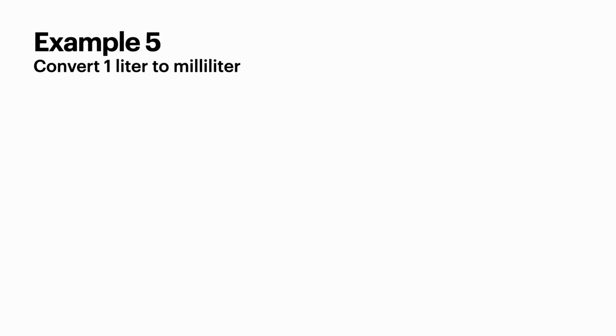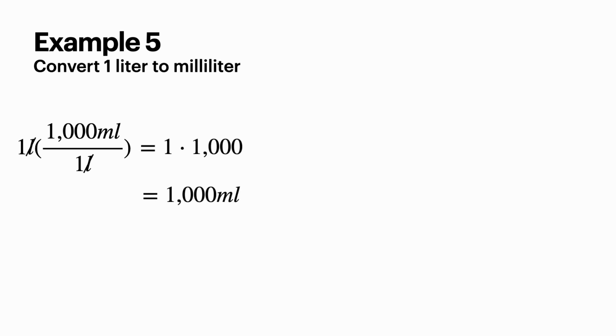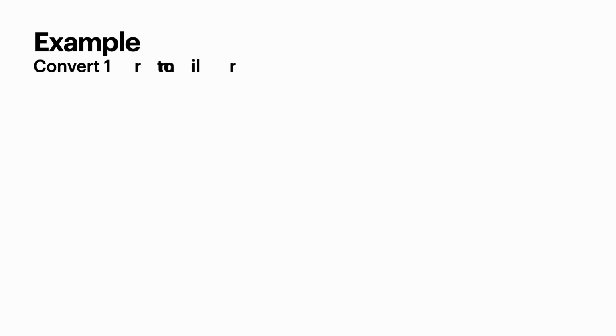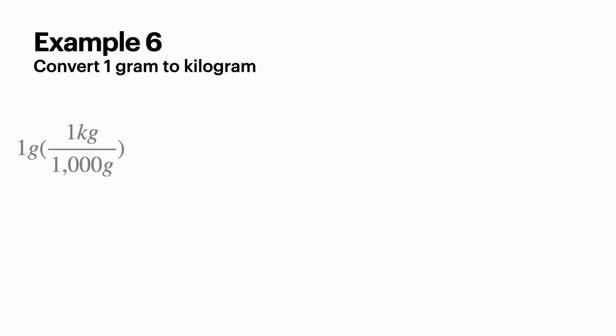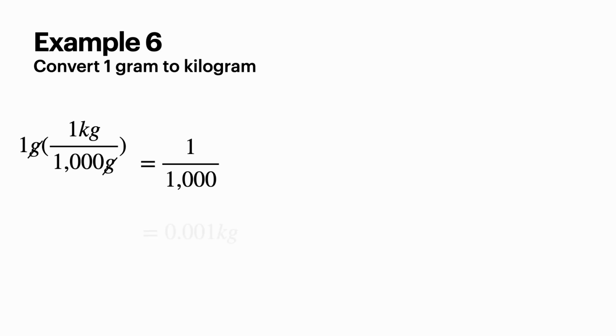1 liter to 1 milliliter. Okay, 1 liter to 1 milliliter. One times 1,000 is 1,000. So we're just moving the decimal place at this point. Not too bad. Let's see about going the other way. 1 gram to kilogram. So a gram is smaller than a kilogram. We see grams over grams cancels. Fine. So we get 1/1000th kilogram.